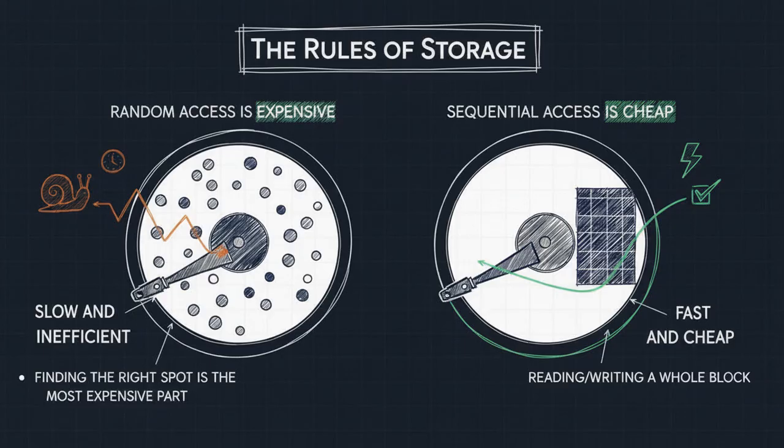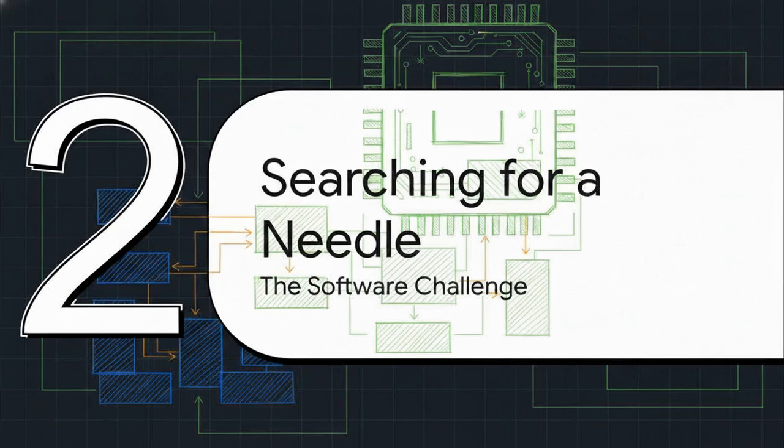And this is the key. It's not just SSDs. The old spinning disks work the same way. For an HDD, making that little arm seek to a random spot is an eternity in computer time. For an SSD, it's just really inefficient. And this gives us the golden rules of storage. First, accessing random tiny bits of data is painfully slow. Second, the most expensive part of any data operation is just finding the right spot. And third, reading or writing a whole continuous block of data is ridiculously fast and cheap. So what's the takeaway? For software to be fast, it absolutely must think in blocks, just like the hardware does.